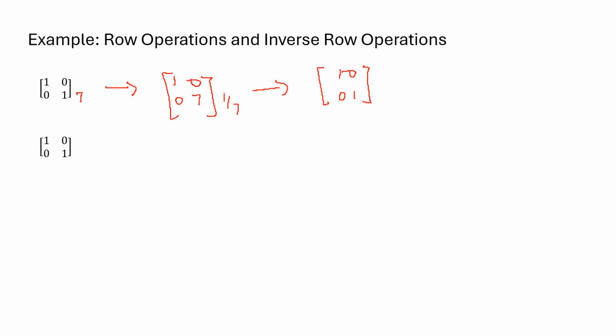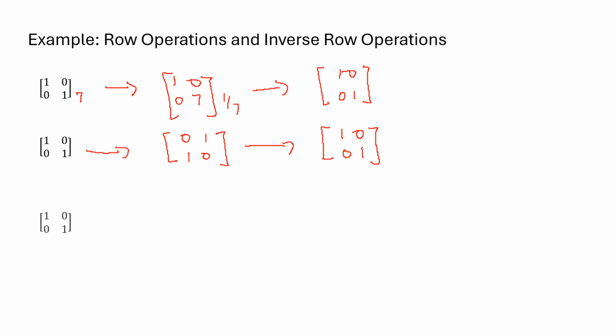Okay, next, if you have the same, and then if you are going to interchange the first and second row, then you have, of course, [0 1; 1 0]. And then if you are going to reverse it again, you are just going to interchange the first and second row, which gives you [1 0; 0 1].